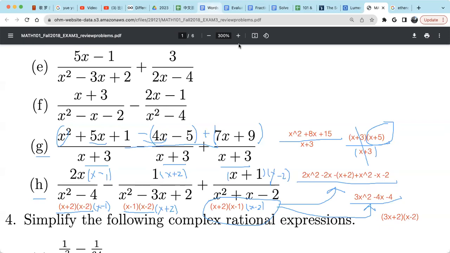So divided by our common denominator, we have three factors. We have x plus 2 times x minus 1 times x minus 2. We have common factors again. We see x minus 2 divided by x minus 2, that just becomes 1. So the answer is this. 3x plus 2 in the numerator, x plus 2 times x minus 1 in the denominator.